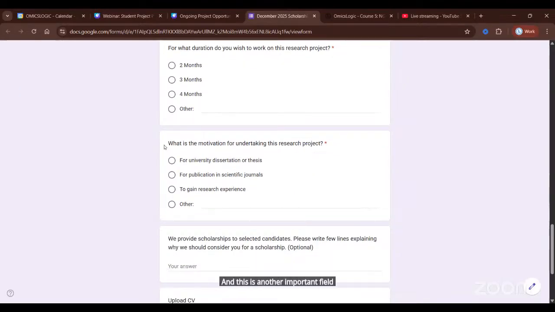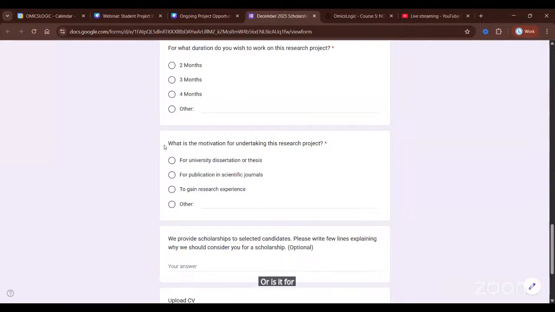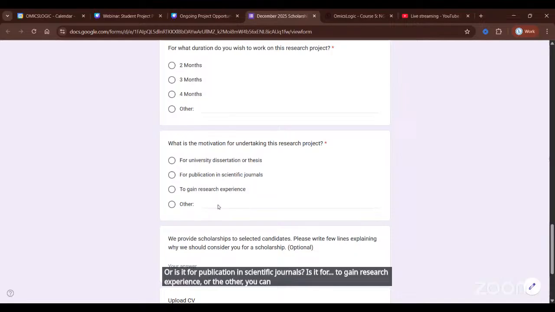What is the motivation for undertaking this research project? Is it as a part of university dissertation work, or is it for publication in scientific journals? Is it to gain research experience or something else? You can mention that as well.